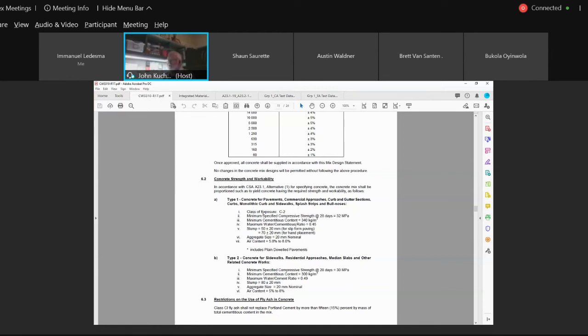So we're looking at this spec. Refer to this one quite a bit: class of exposure, and the maximum water cementitious ratio. Now, you'll know that with a 0.45 water cement ratio, you'll probably be closer to the 40s as far as MPa. It says minimum 32 MPa, it does not say maximum. So this is what governs. Your maximum water cement ratio is essentially what governs.